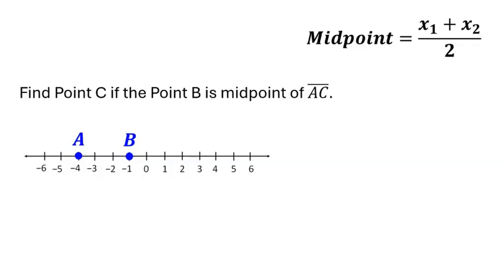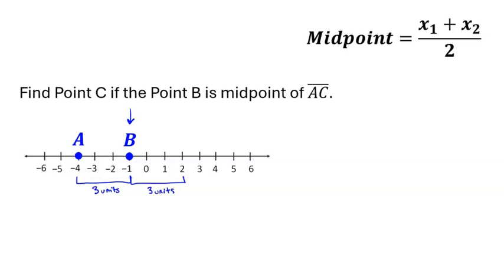Now let's take a look at this particular problem. It says find point C if point B is the midpoint of AC. So now B is our middle point, and if I'm thinking about what it looks like on a number line, I know that the distance here is 3 units, and I would need another 3 units to find point C. So I know point C is going to be at 2.